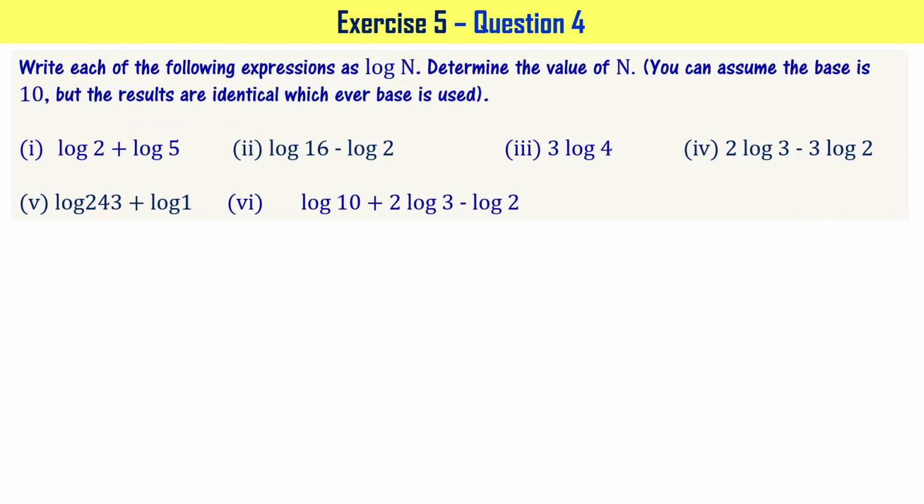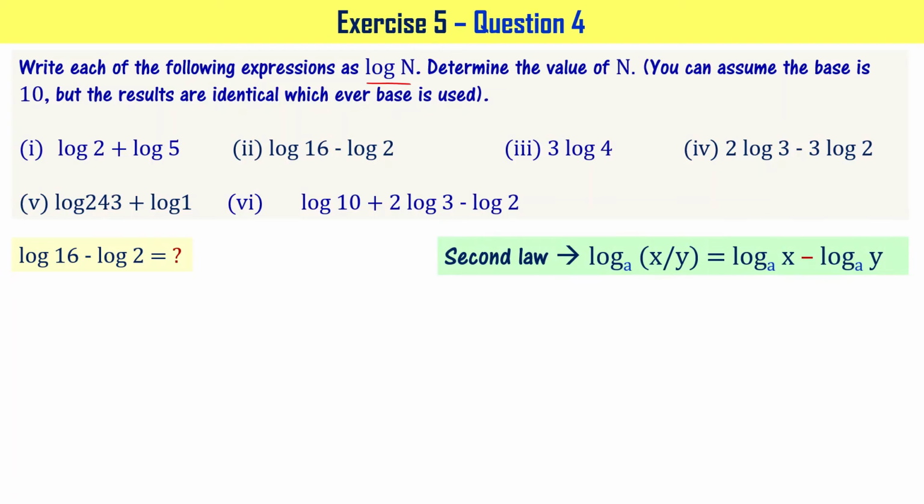Fine. Let's look at the second part of the problem, that is log 16 minus log 2. We want to simplify this as single logarithm, log n, right? You may recall that second law of logarithms is stating that log of x by y equal to log x minus log y, right? Look at the given expression and compare that with right hand side of the second law. It says that x equal to 16 and y equal to 2, right? So I can write the given expression now as log of 16 by 2, right?